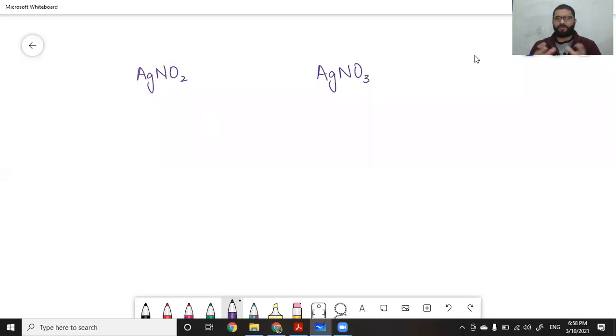We have two ionic compounds over here. The very first one is AgNO2. The second one is AgNO3. The name of the first one would be silver nitrite. And the name of the second one would be silver nitrate.